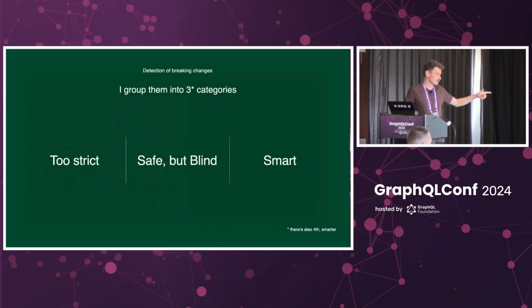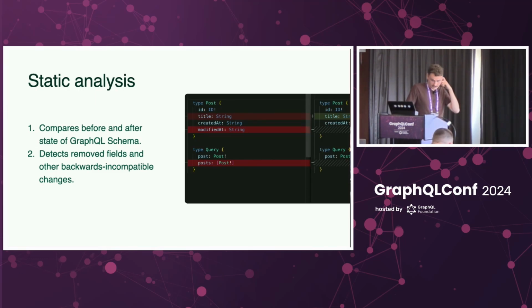First one is actually too strict. The other one I call safe, but you're actually blind. And then the third one is actually the smart approach that I will explain. So the first one is what I started doing at the Guild when we built a tool for detecting breaking changes. We call it GraphQL Inspector.